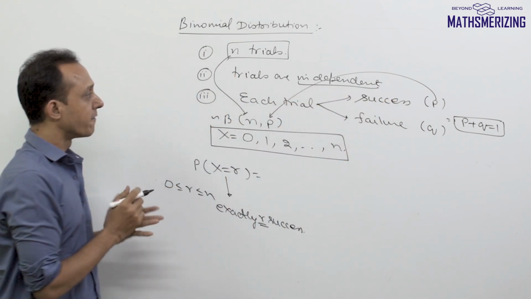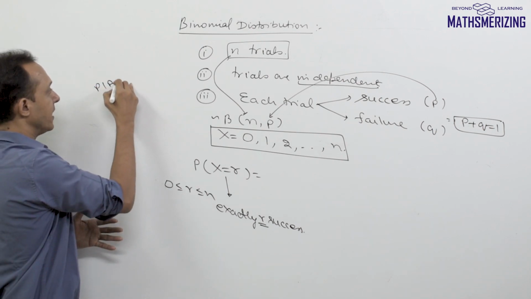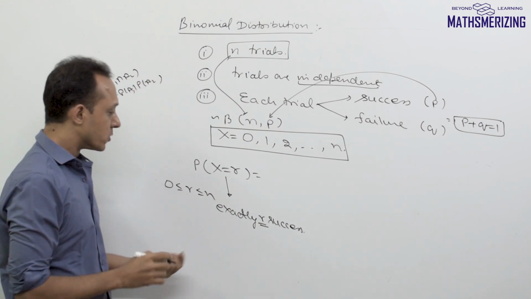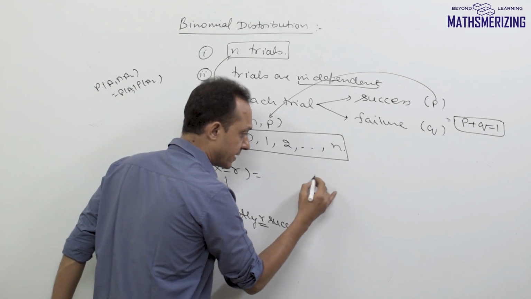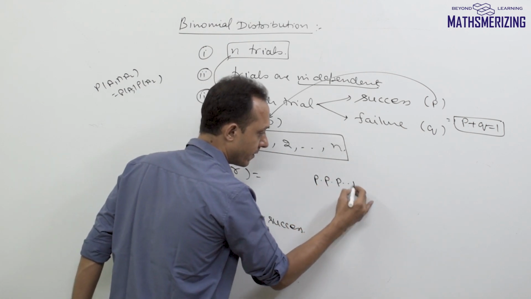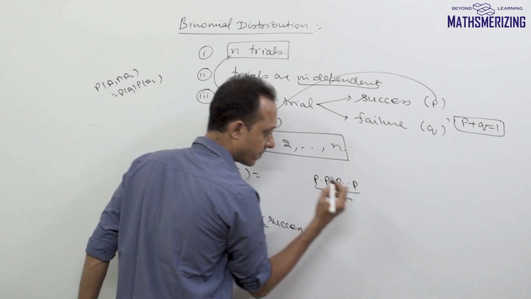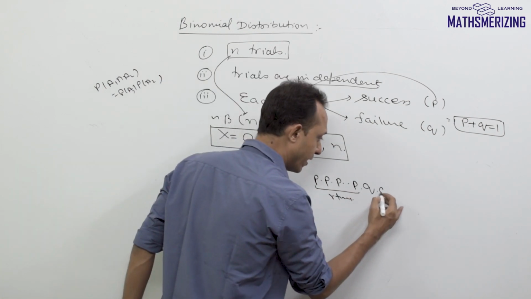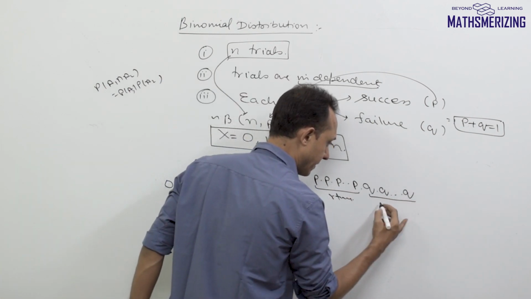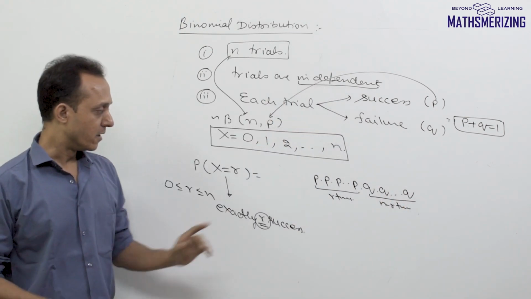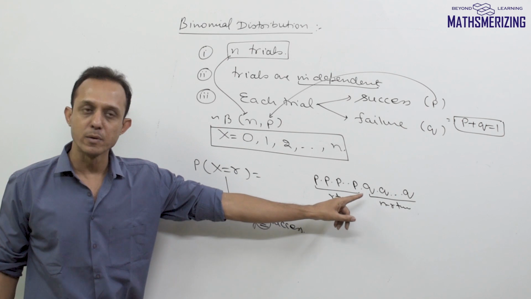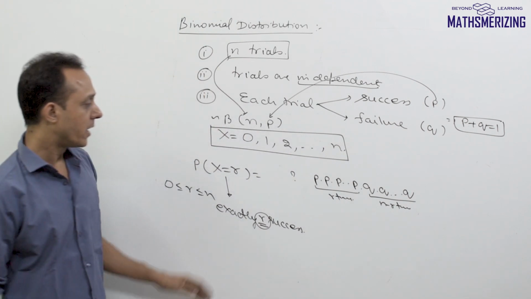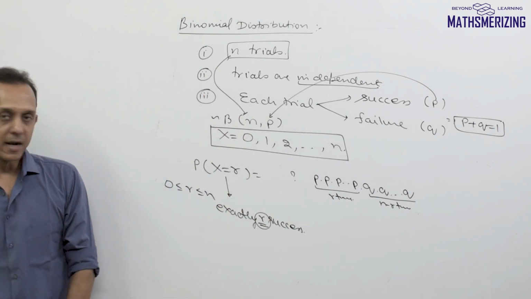So if there are r successes, and these successes are independent, then we know that in the case of independent events, the probability of A1 intersection A2 is simply the probability of A1 into the probability of A2. So these r successes I can represent as p into p into p, r times, and for each of these n minus r failures, I can represent it as q into q into q, n minus r times. Now we have multiplied p into p into p r times and q into q into q n minus r times. Now I need to find out whether I need to multiply it with any coefficient or I should leave it just like that. Now I'll take up a simple case.